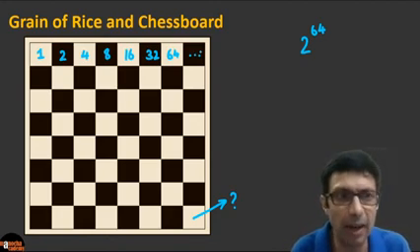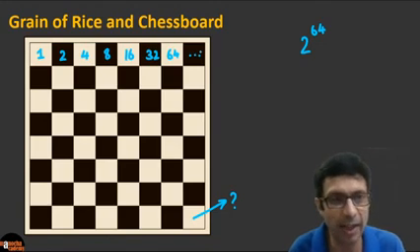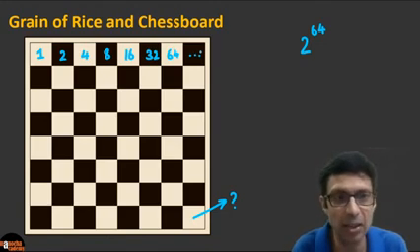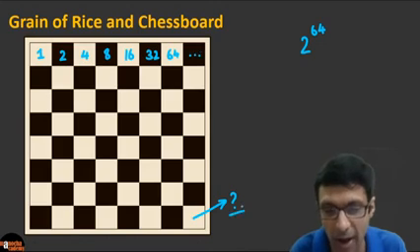So guys, let's try it. I'm not saying the right answer though. I think my answer is different. You guys are all saying 2 to the power 64. Come on, think about it, guys. A chessboard has 8 times 8, 64 squares. So how many on the last one?